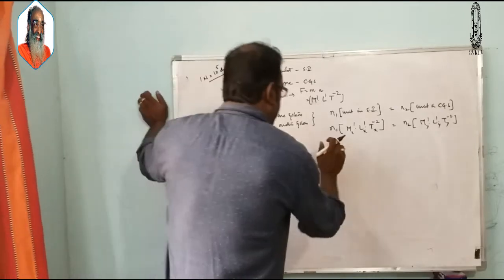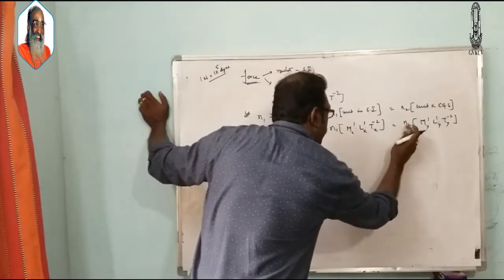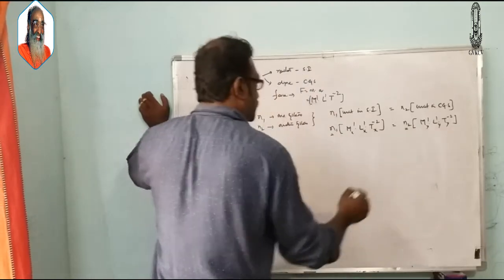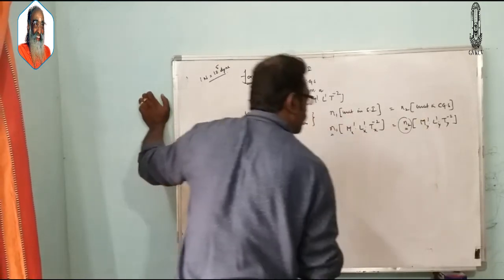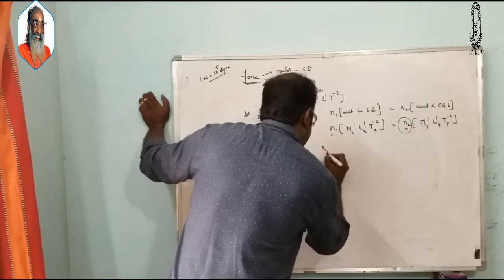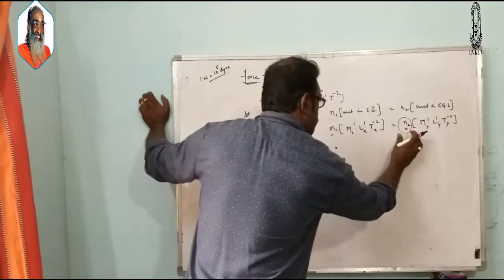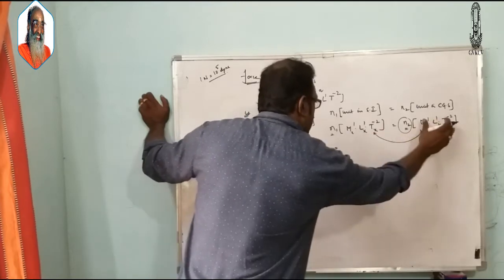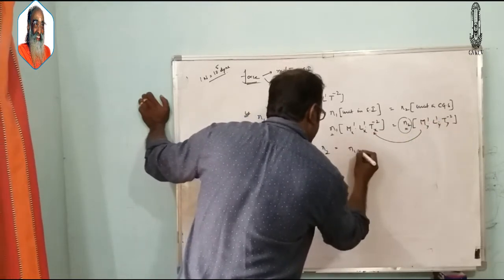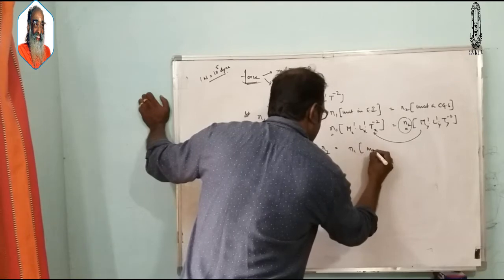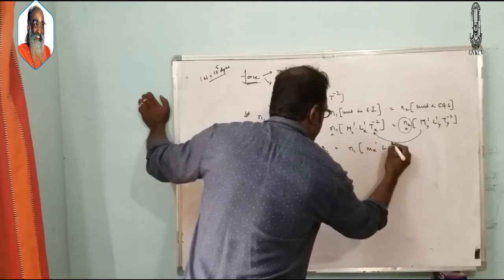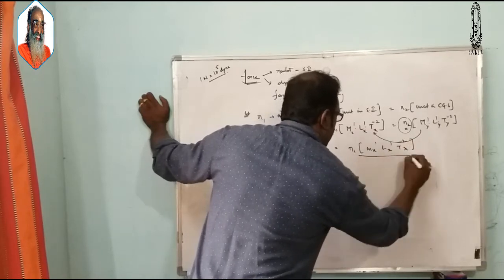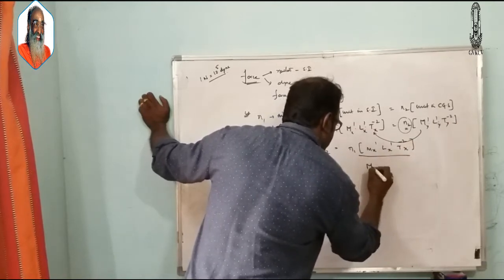Now I want to find the value of n2 and the value of n1. I will focus on finding n2. So I will write like this: n2 is equal to, bringing this side, n1 will be here, and this comes to the denominator.